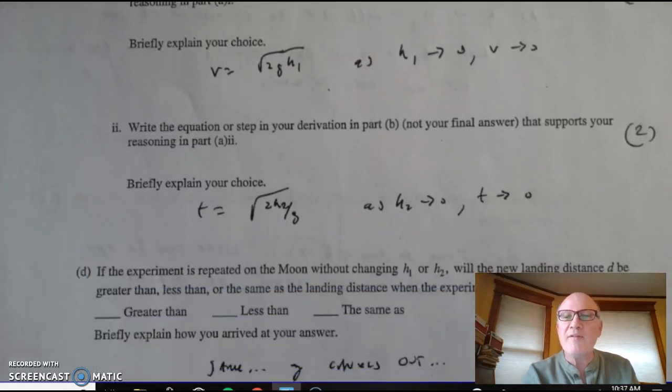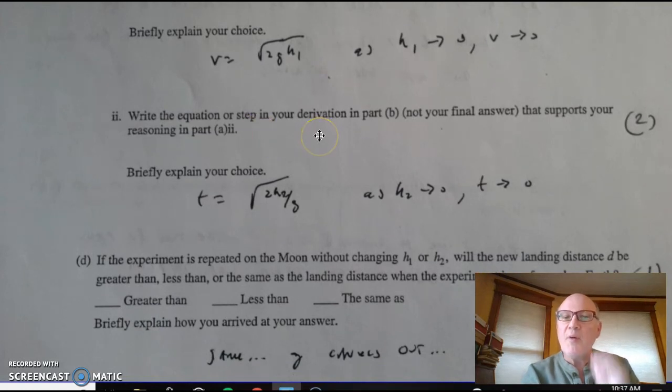The second part of that is to point out the part in the derivation that supports our reasoning in part A, number 2, which was if you made h2 small, why would d be small? Well, we said earlier that if h2 was small, the time would go to 0. As h2 approached 0, the time would approach 0. And you can see this as well. In our derivation, we had t is equal to square root of 2h2 over g. If h2 approaches 0, the time approaches 0, and that will result in a low value of d.